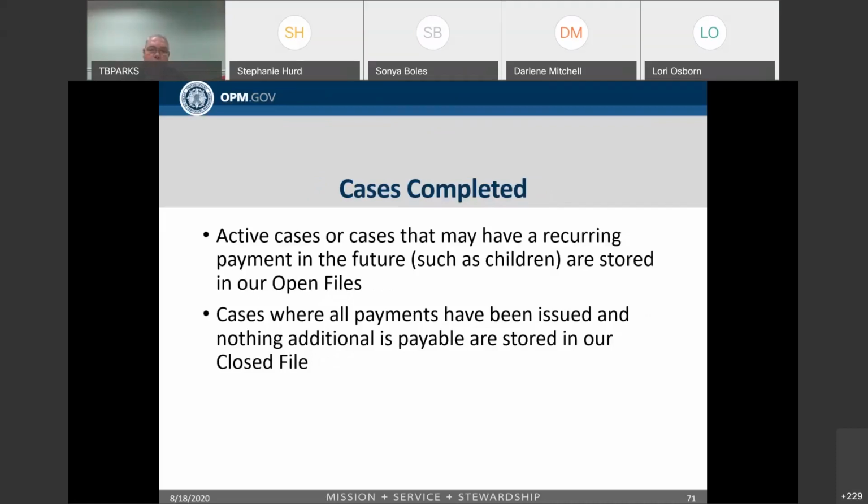And as those cases are completed, then we don't hold them in our section. We have file areas. So active cases, or cases that may have a recurring payment in the future, such as a child benefit, those get stored in our open files. So that means that there's either a monthly payment going out, or there could be a potential payment in the future. So those are going to stay open.